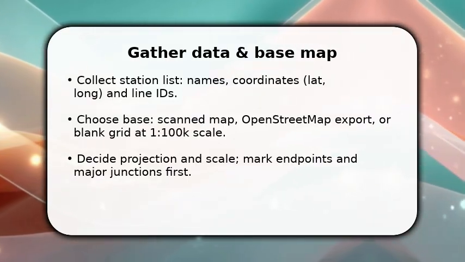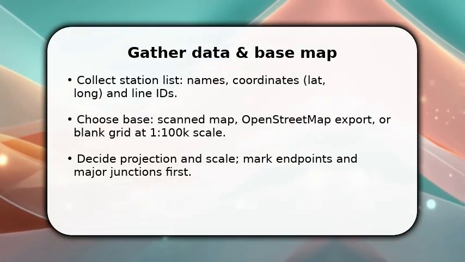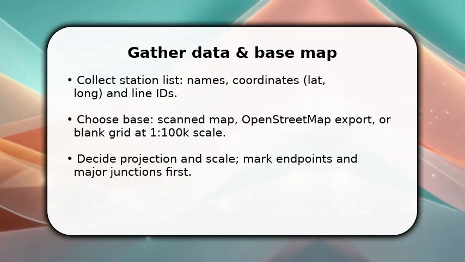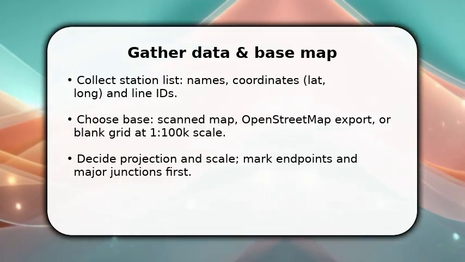Next, plot the endpoints and major junctions first to anchor the layout. As you place those anchors, you'll see corridor shapes emerge. This early structure prevents clutter later and speeds the next steps.